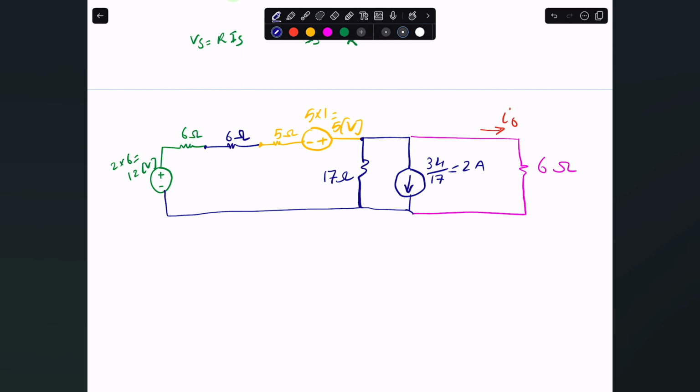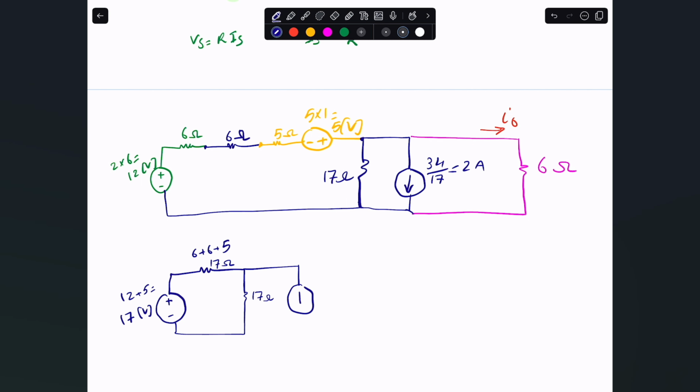So these here become a voltage source that is simply 12 plus 5, which is just 17 volts, in series with a resistor that is 6 plus 5, which is 17 ohms this time. And we have another one here, and that's basically 17 ohms. And the current source stays the same, and it's downward facing, so that will be 12 amps. And we still have this one here as 6 ohms. And the I naught is still the same. This is just I naught.